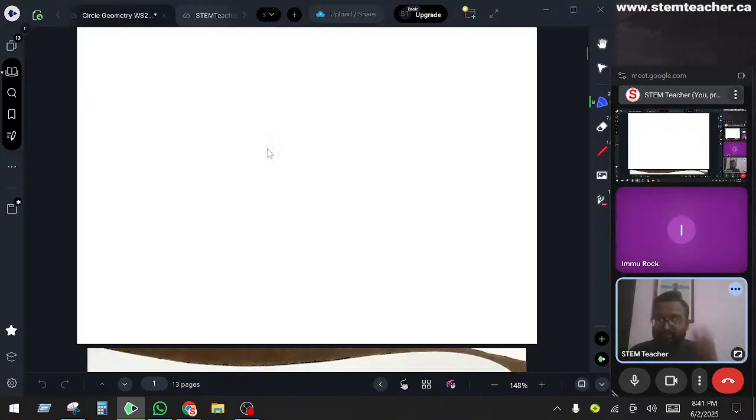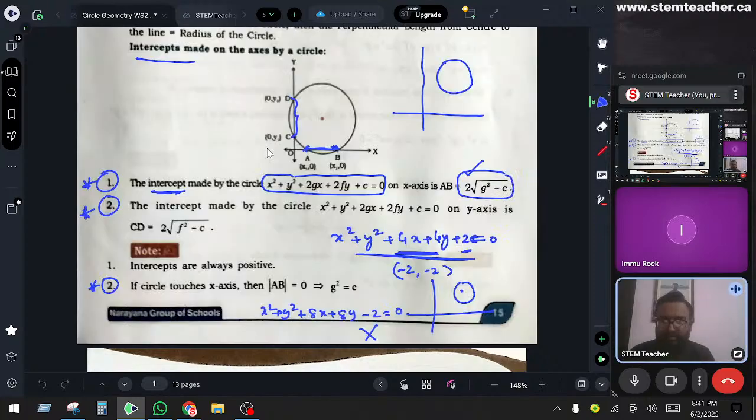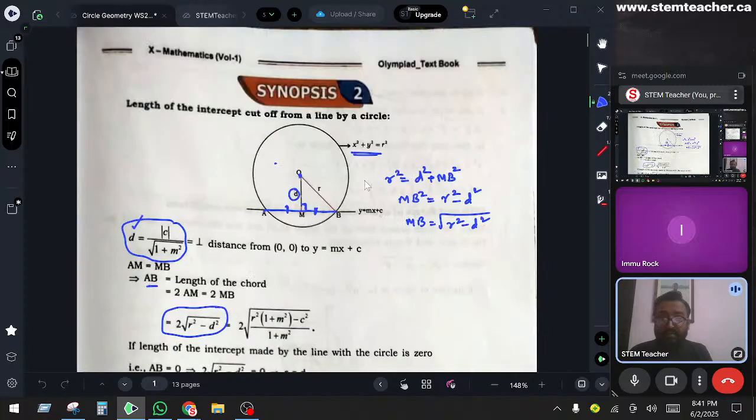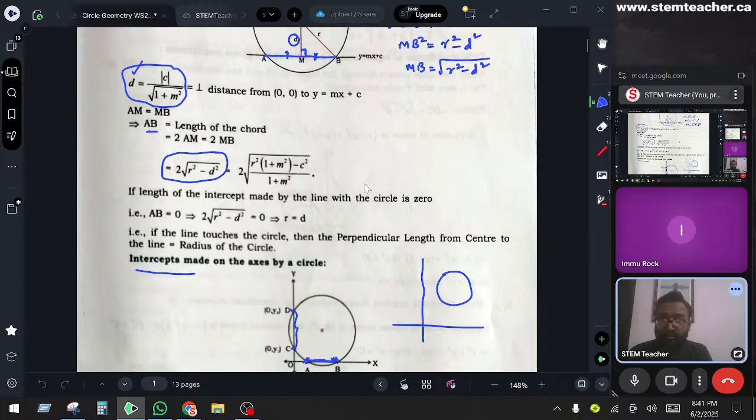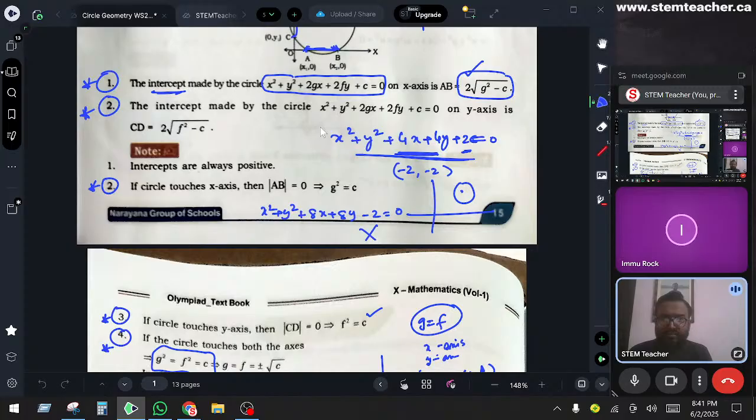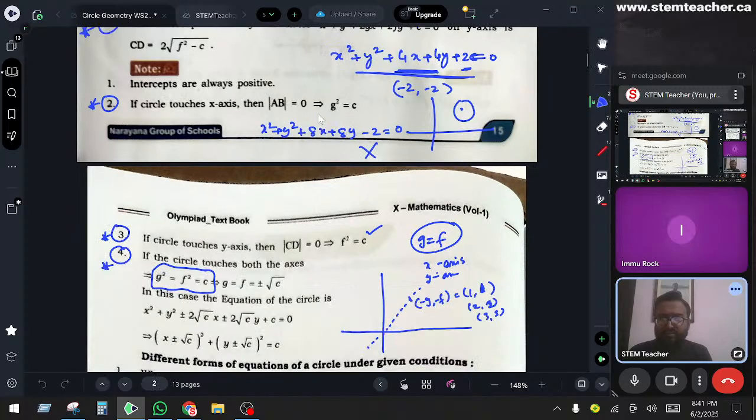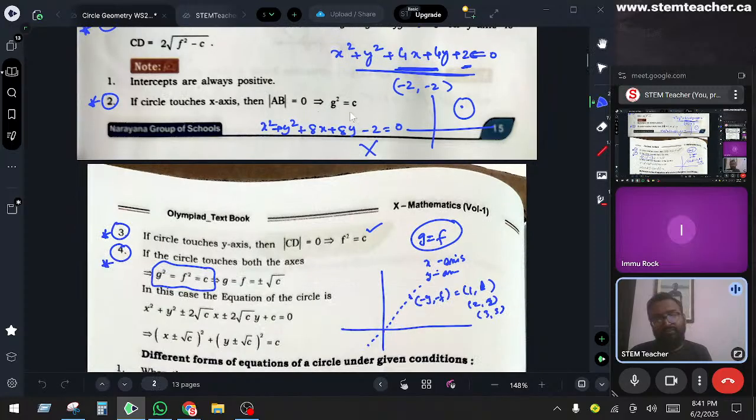Now we have to go line by line. What happens when C is negative? C negative should not happen, but C negative will happen. It is an equation, so plus C has been taken. G square equals C, touches means C must be positive.